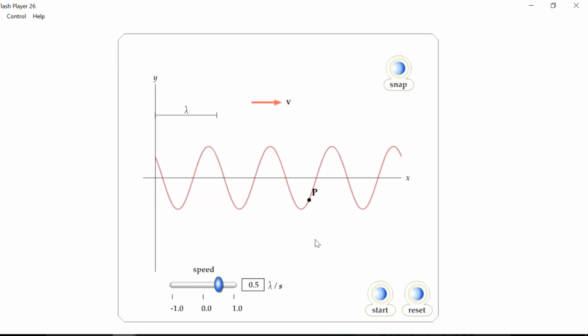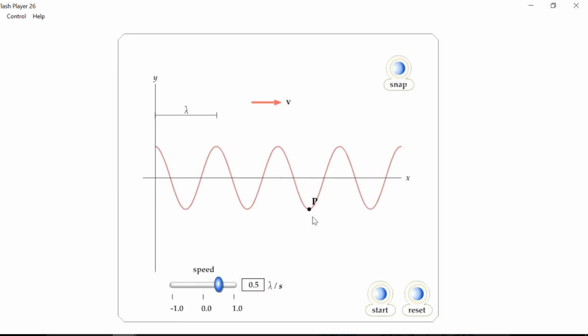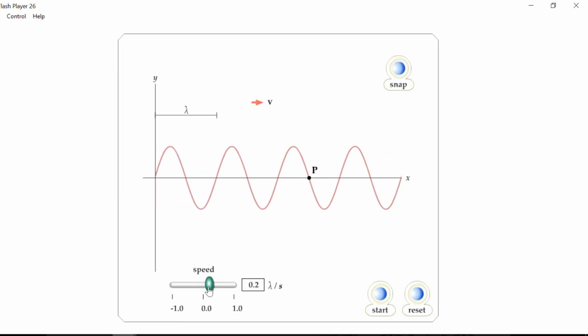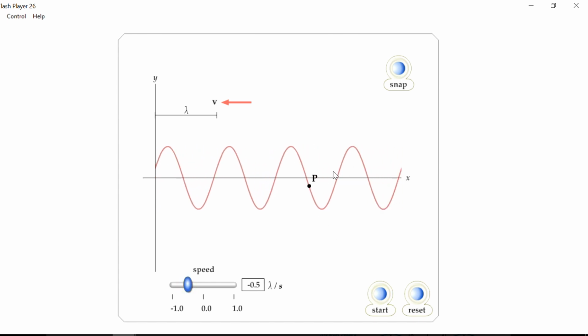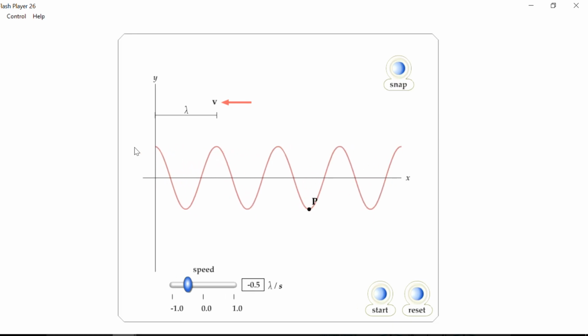So that is actually how a physical point travels on the wave. You can see I can make the wave travel towards the opposite direction. Point P will not travel together with the wave pattern.